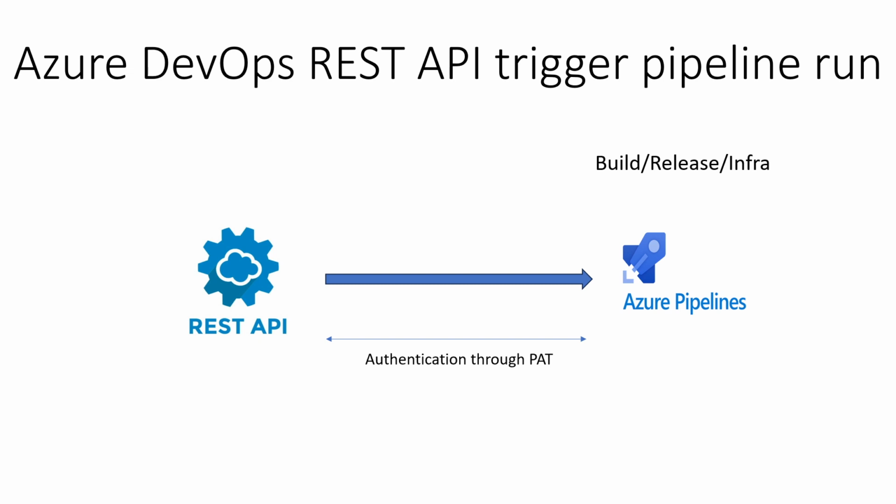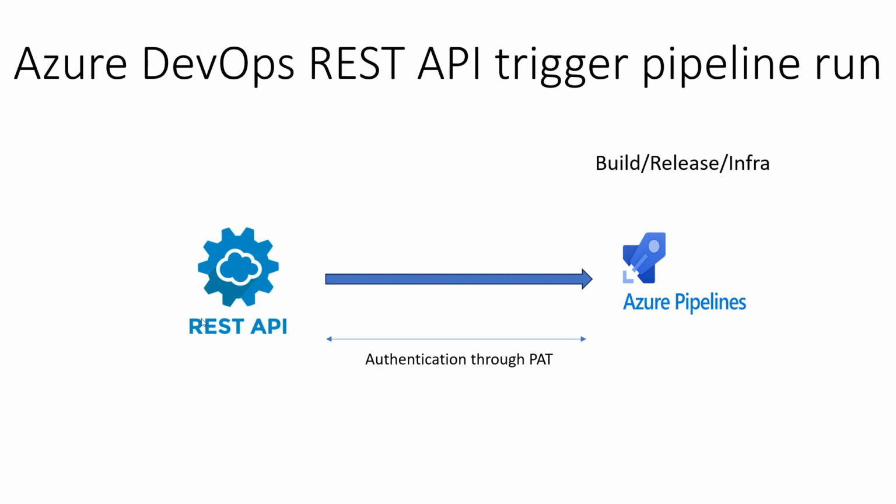Myself Naveen. In this video, I will be describing Azure DevOps REST API trigger pipeline run. We will be having pipelines in Azure. A pipeline can be a build pipeline to build some code, release pipeline to deploy some application, or it can be an infra pipeline to create some infra on the cloud.